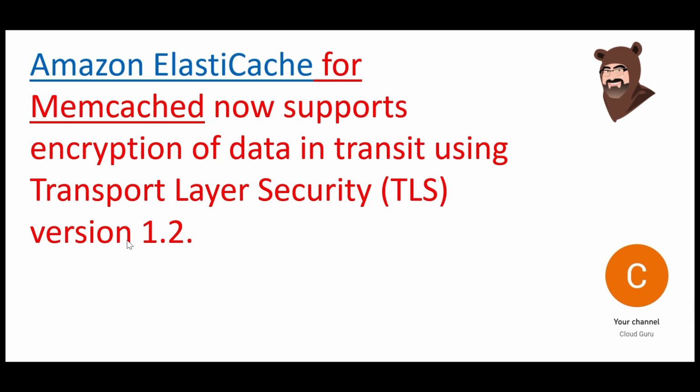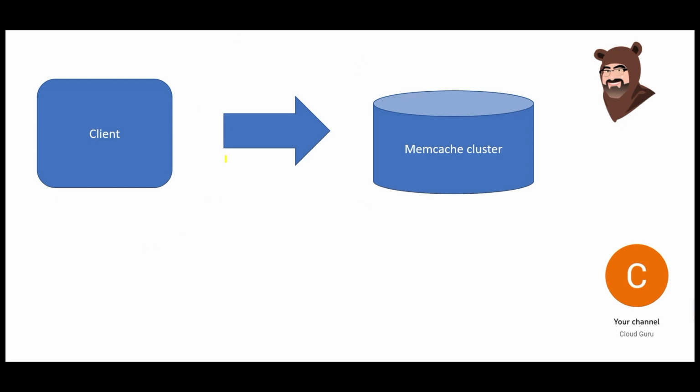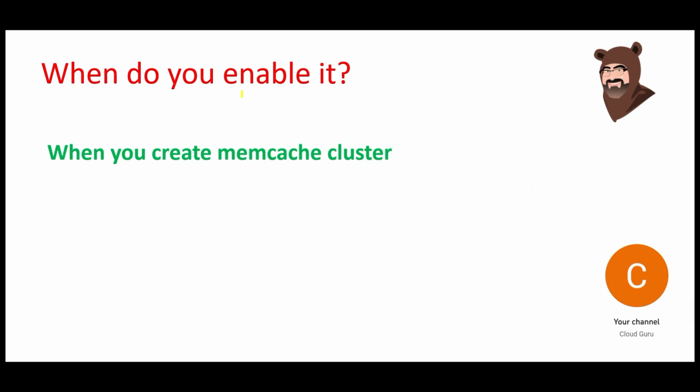So now it will work with TLS 1.2. You see this TLS 1.2, this is the in transit protocol, encryption in transit protocol. So what it means is, if the movement of data is happening from one client to the Memcache cluster, then in that case the network traffic in between is totally encrypted. So when do you enable it? You enable it when you're trying to create the Memcache cluster.